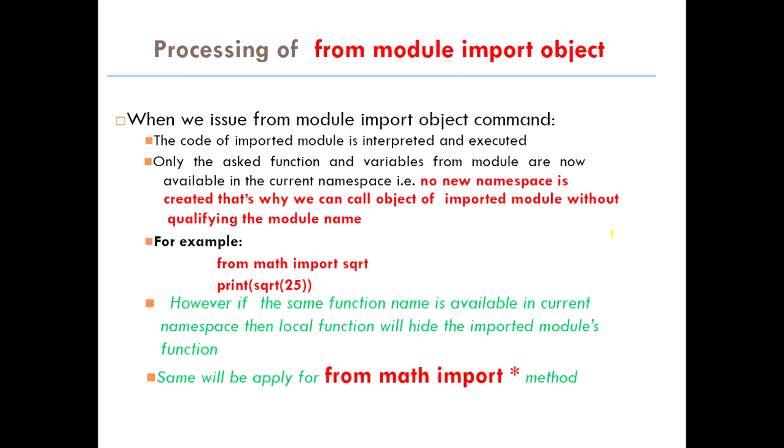For example, from math import sqrt. Here we are importing only the square root function from the math module. That's why we use the from keyword here. And now we can print sqrt(25). It will produce 5. However, if the same function name is available in the current namespace, then the local function will hide the imported module's function. The same will apply for from math import * method.